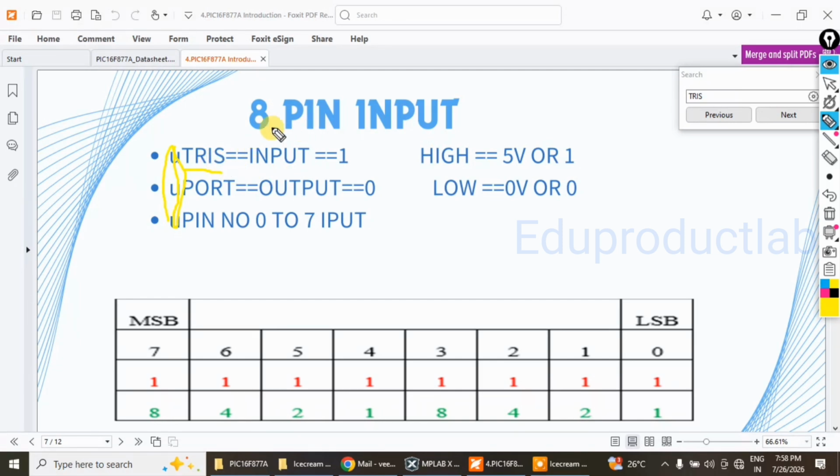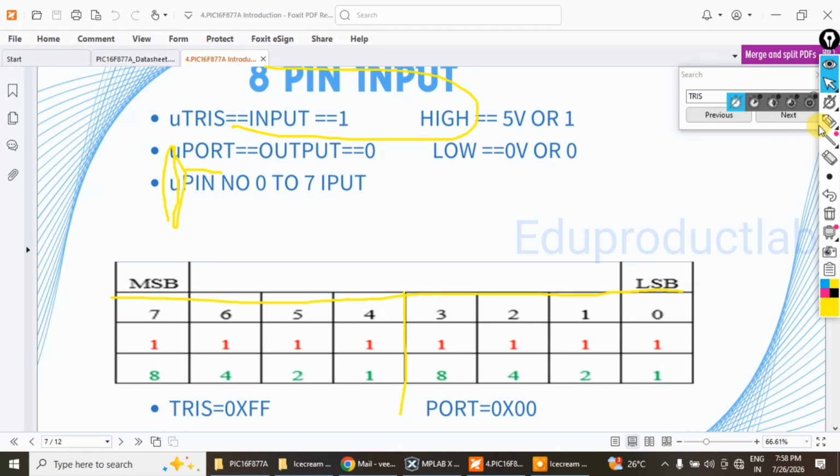Now I want to set 8 pins as input direction. So I want to write it for 1 register, LSB to MSB, bits 0 to 7. I can split it into 4 bits. Wait a minute, I will scroll a little bit. So now you can split it into 4 bits. That value is for 8 pins.